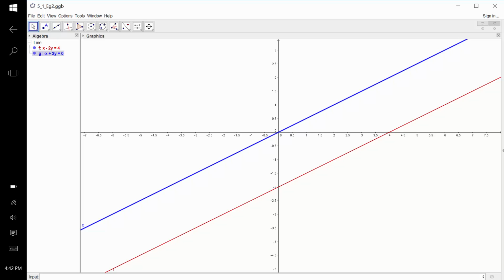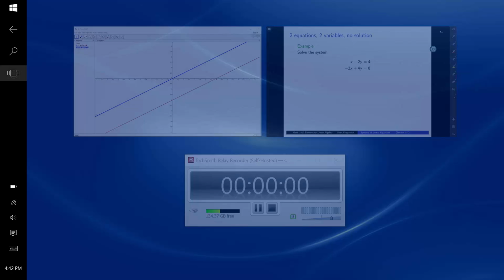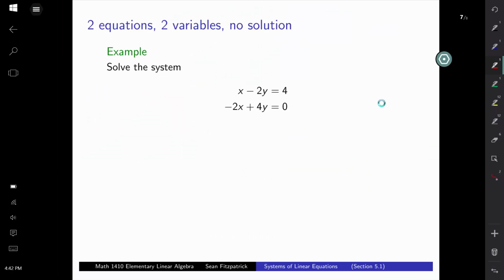Those two look suspiciously like parallel lines, right? Those are lines that are never going to meet. So it makes sense that there's no solution to this system, right? We've got two parallel lines, they never intersect, so we can't solve the system. How do we actually see that algebraically, that there's no solution?